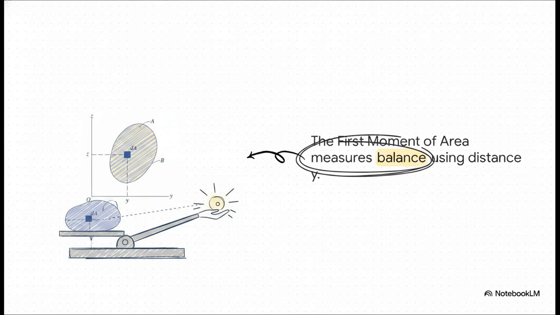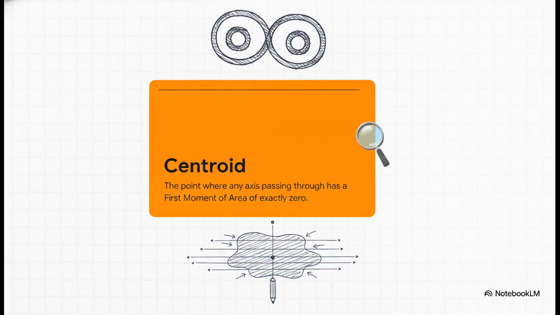If you multiply that tiny area by its distance, so y times dA, you get what engineers call the first moment of area. You're basically just measuring how much that specific little piece influences the balance of the whole shape relative to that axis. And that brings us to a really crucial concept, the centroid. By finding the first moment of area for every single tiny slice and then adding them all up, which, by the way, is all integration really is, we find the shape's theoretical balancing point.